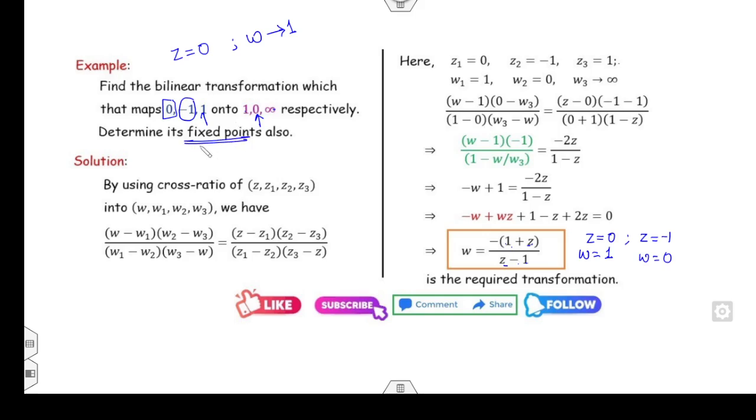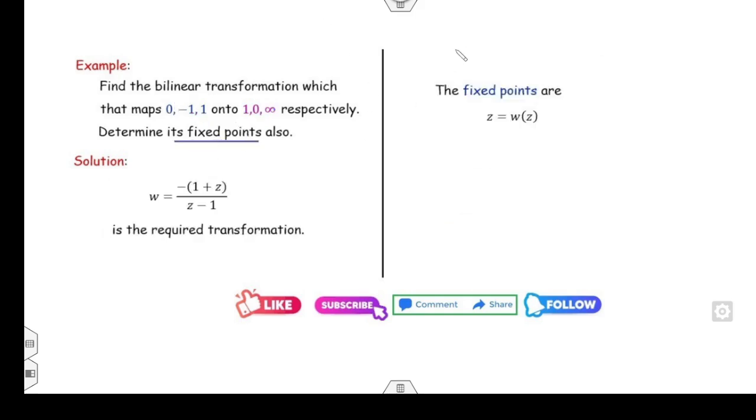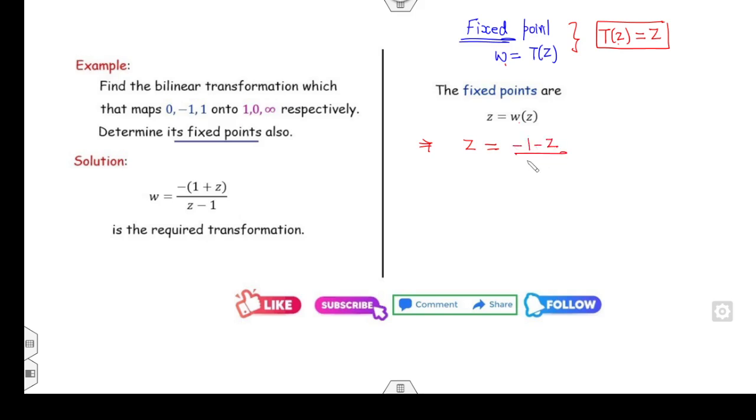Now look at the second part. Your target is to find the fixed point. We all know the definition of the fixed point. We have learned that whenever you have the transformation w equal to T of z, for the fixed point you substitute T of z equal to z. So I can say T of z is nothing but my w. You can substitute the value. What is w? Minus 1 minus z over z minus 1. So can you find the value of z? It's z square minus z equals minus 1 minus z.